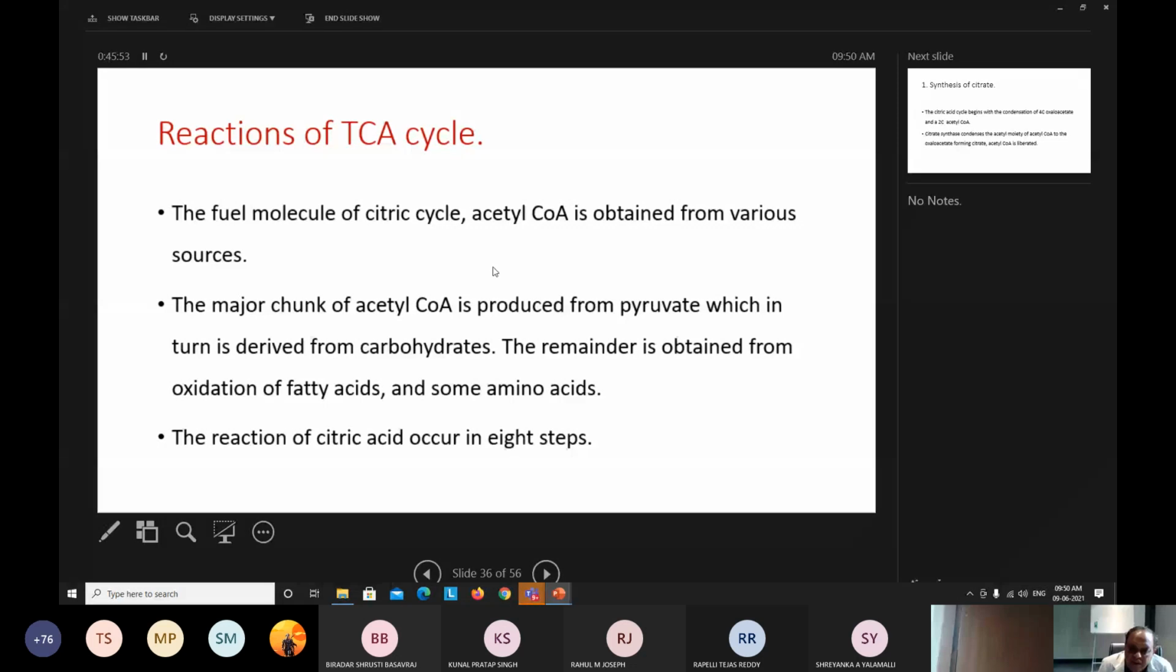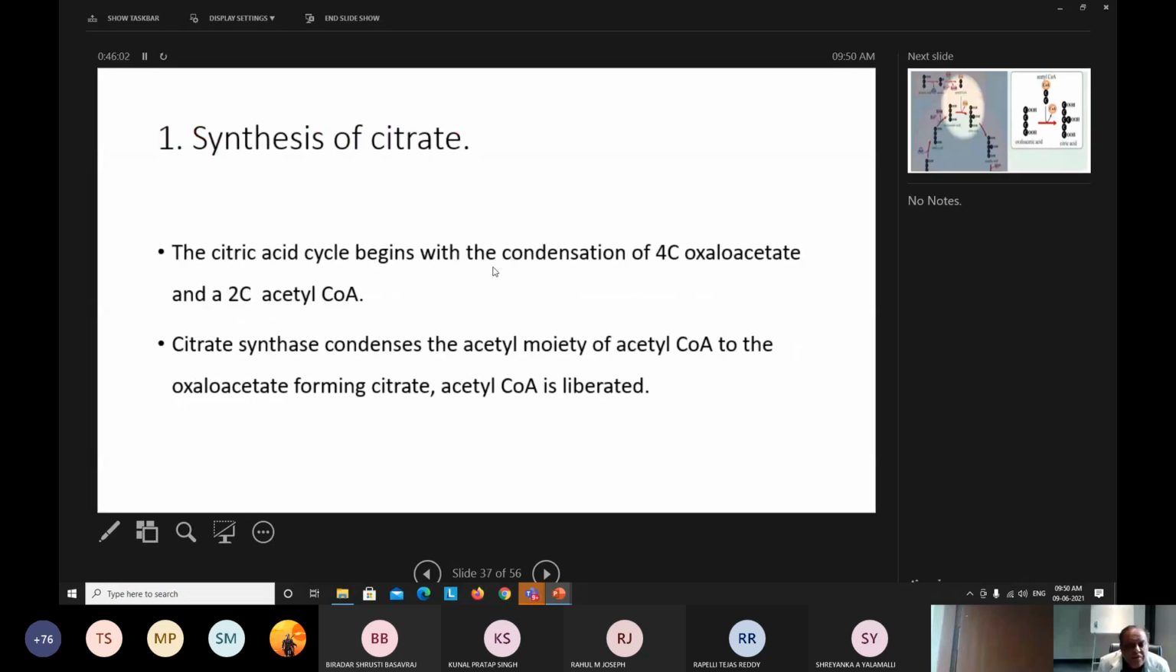So as I said earlier, the citric acid cycle occurs in 8 steps. The first step is the synthesis of citrate. It begins with the condensation of 4 carbon oxaloacetate and 2 carbon acetyl CoA. In this one, the enzyme citrate synthase transfers the acetyl moiety of acetyl CoA to oxaloacetate, forming citrate.